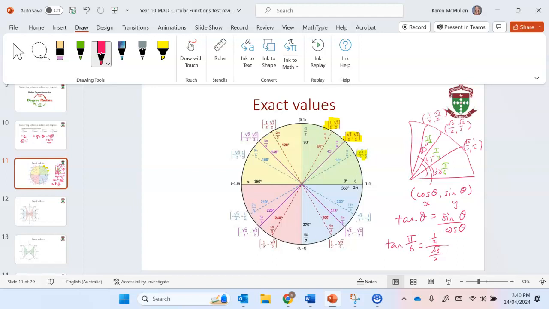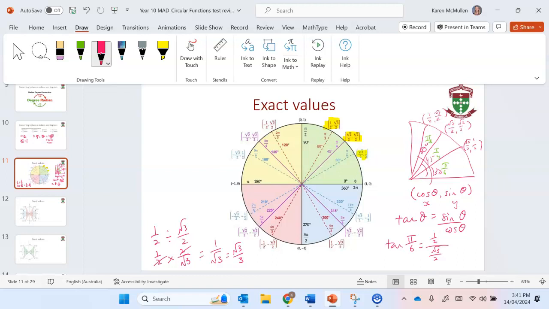I might just do it over this side. So we're doing 1/2 divided by root 3 on 2. So when you're dividing a fraction by a fraction, we do keep, change, flip. So we keep the first fraction, change the division to a multiply, and then flip the second fraction. So those 2's cancel out and we end up with 1 on root 3. Now you can rationalize that denominator, so you might see root 3 on 3 as well. All right, so that's how you can get your tan.